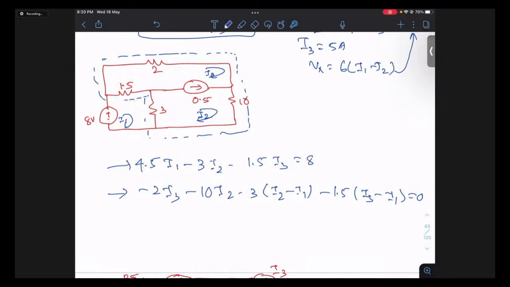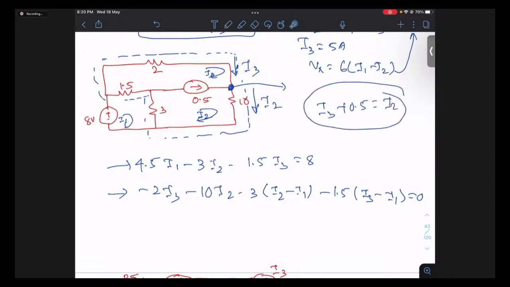So you get two equations, and the third equation you can easily get by writing the KCL here. If you write the KCL, what do you get? This current is basically I3, and this current is basically I2. So if I write the KCL equation at this node, you get I3 plus 0.5 equals I2.